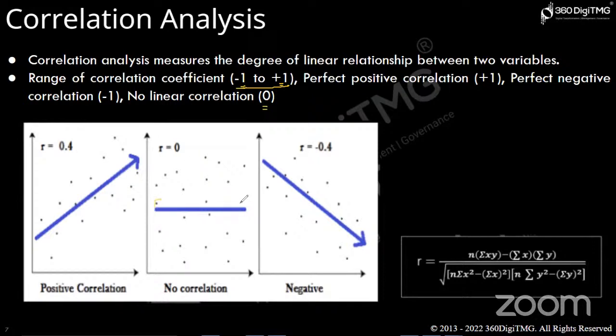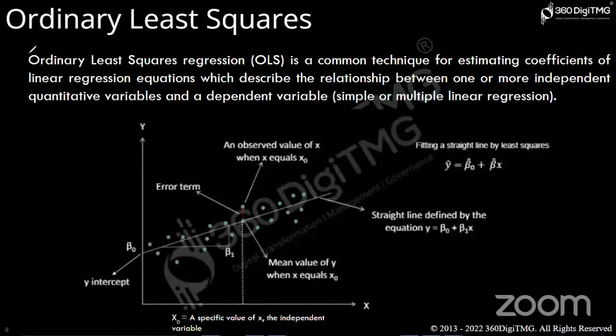Here we can see the example. We can see the positive correlation here, negative correlation here, and I have a formula based on which I can calculate my R. Based on the correlation, we are going to calculate the ordinary least squares regression. We call it OLS. OLS is a common technique for estimating coefficients of the linear regression. If I have a linear regression equation, to estimate the coefficients we are going to use OLS.